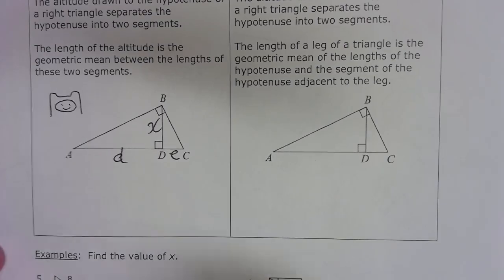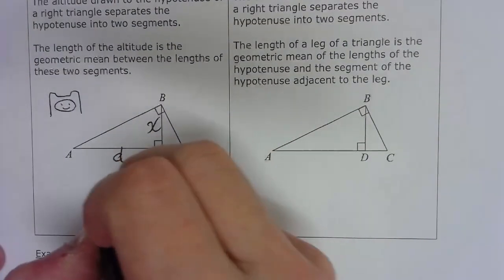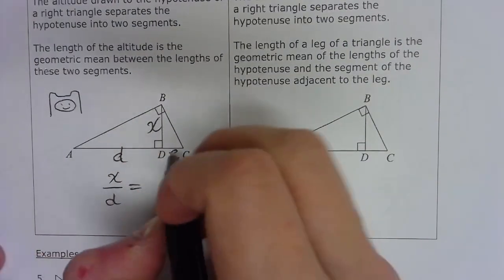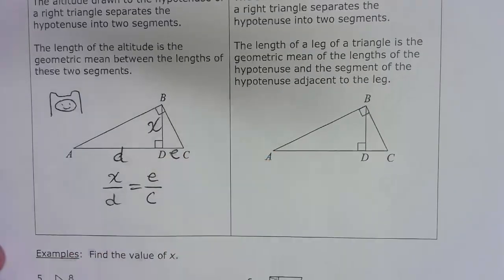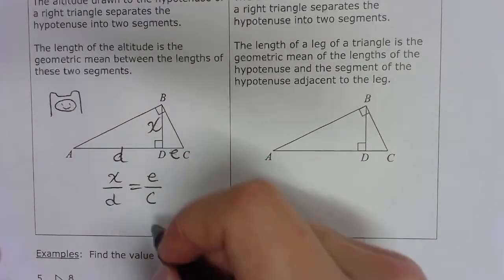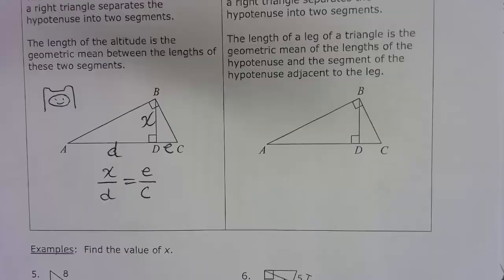Anyways, now that hopefully you tried, I'm going to say X divided by D is equal to E divided by C. Whoa, whoa, whoa. Cannot believe I just did that. It should be X. I'm sorry, E divided by X.